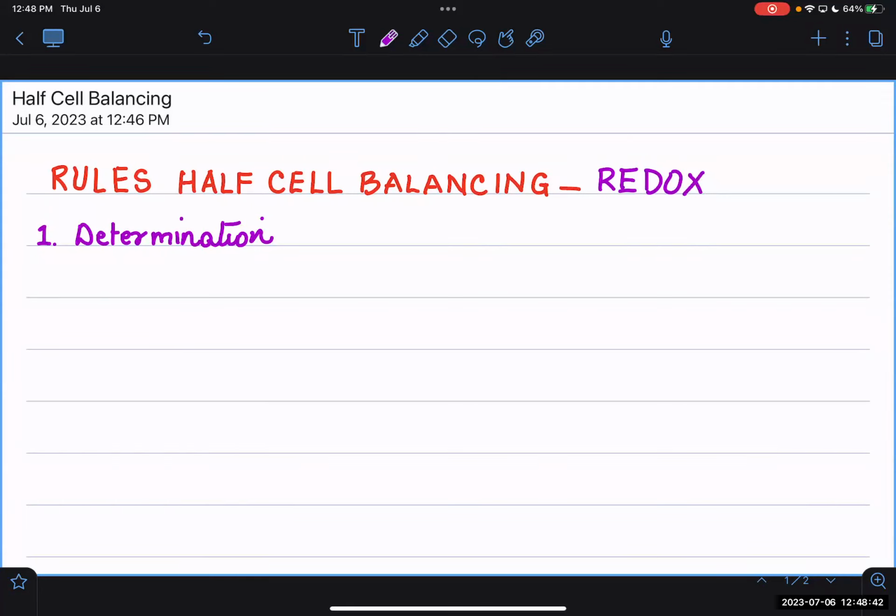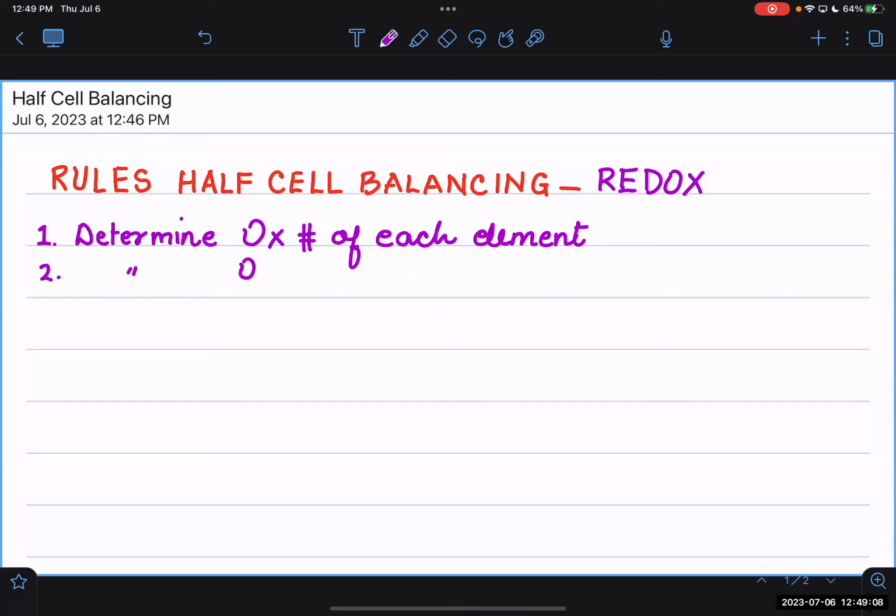First, you determine the oxidation numbers of each species, each element in the reaction. For the oxidation numbers, you're going to follow the oxidation rules, right? So that's the first step. Next, you determine which one got oxidized and which one got reduced. Clear?